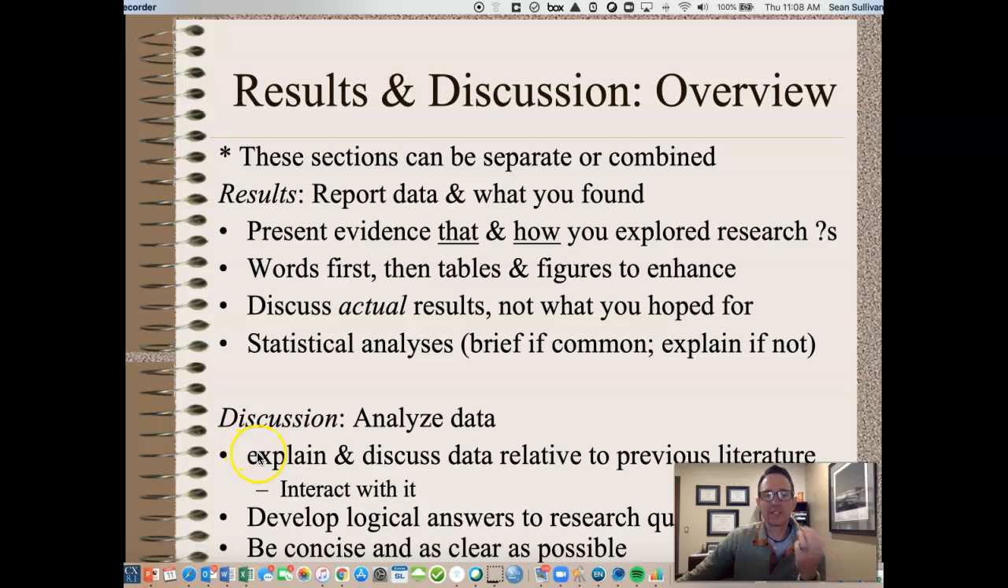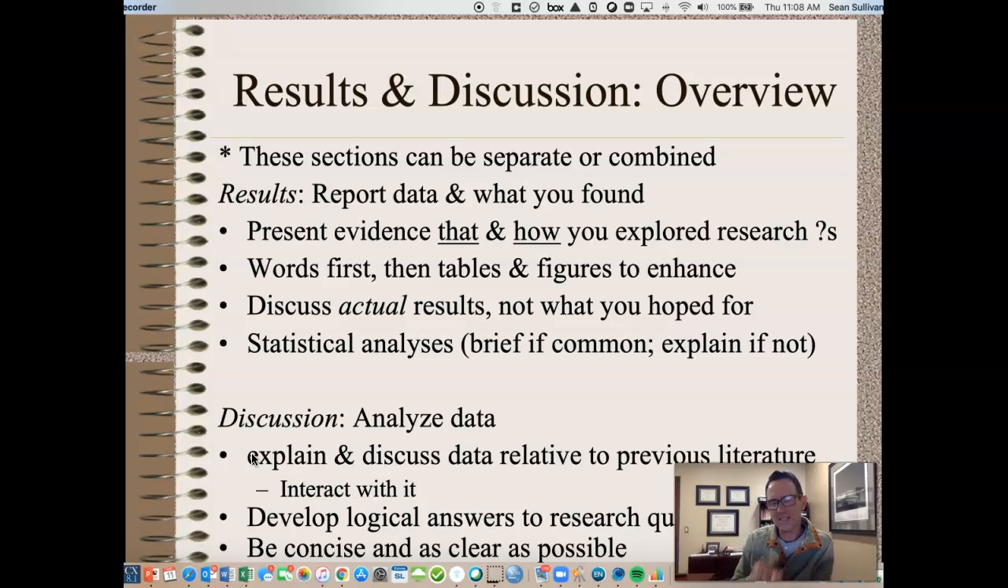And this is where you explain your data related to previous studies. How does it complement previous studies? How might it differ or contrast with previous findings? And what do you think that might mean related to your research question? So this is where you develop a logical argument that basically answers the so what question related to your research question. What does your data mean in context?